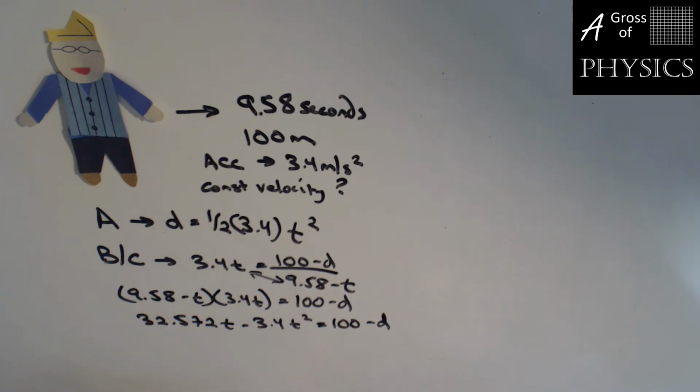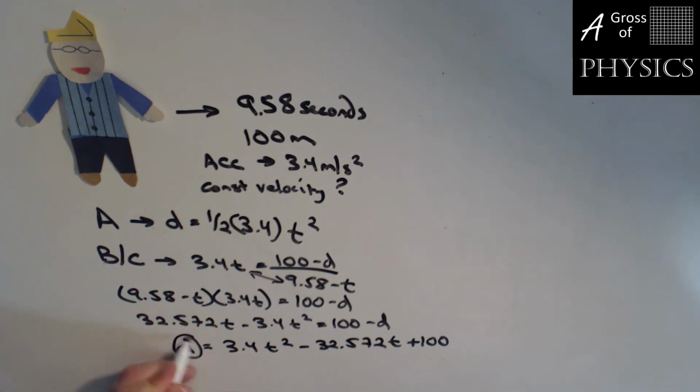And I guess the easiest way to do this is I'll set it up and set it equal to d. d equals, I'll bring the d over, and I'll bring these two terms to the other side: 3.4 t squared, I'm bringing that over, minus 32.572 t, minus 100. The d was over, that became a positive, the 100 stayed, whoops, that should be a positive 100. The 32.572 comes over, so that's a negative. The 3.4 comes over, so that's a positive.